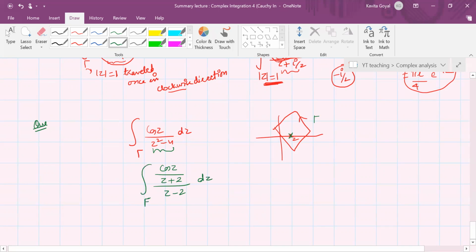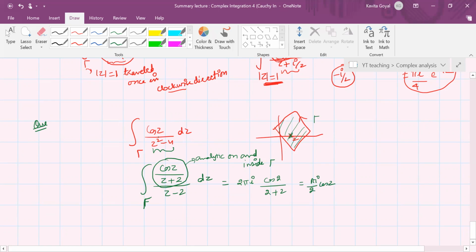Now, if you look at this function, it is analytic everywhere except at z equal to minus 2, and z equal to minus 2 is not inside our domain. So this is analytic on and inside gamma. Therefore, by Cauchy integral formula, this is 2 pi iota f of 2. So that is cos 2 upon 2 plus 2, so that is pi iota by 2 cos 2.